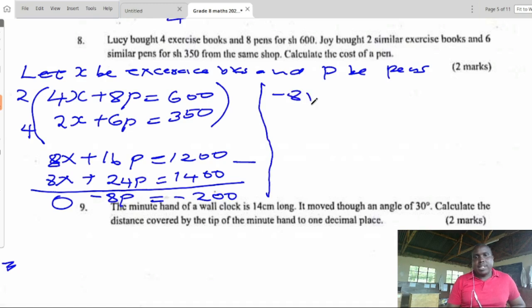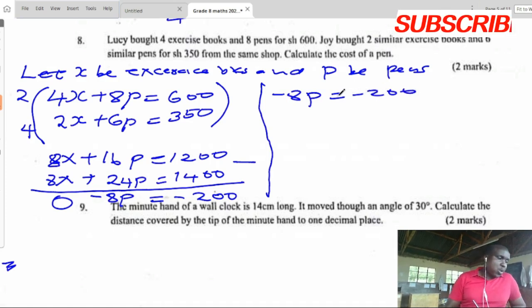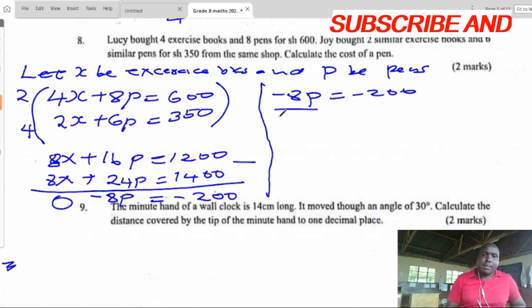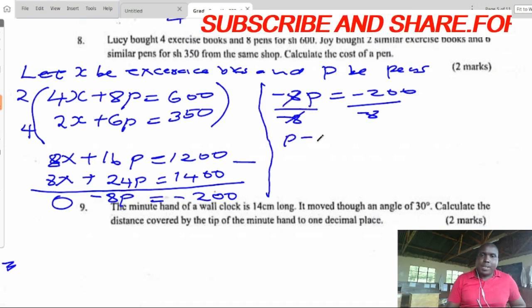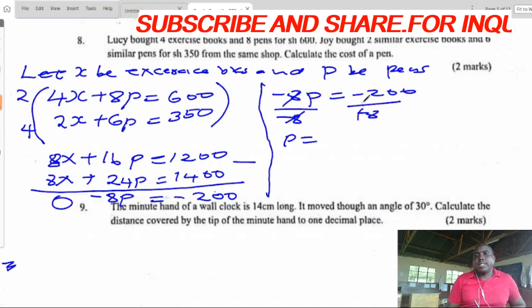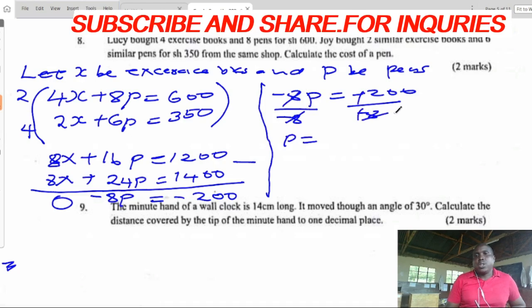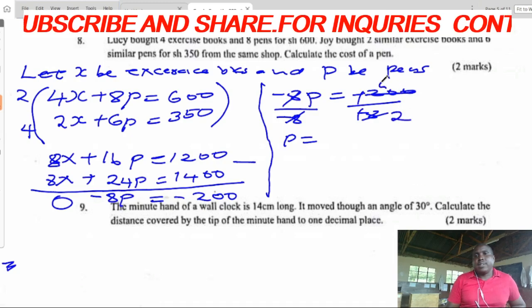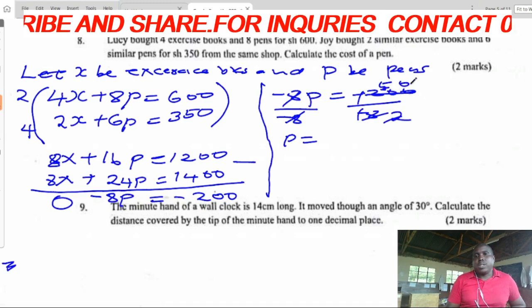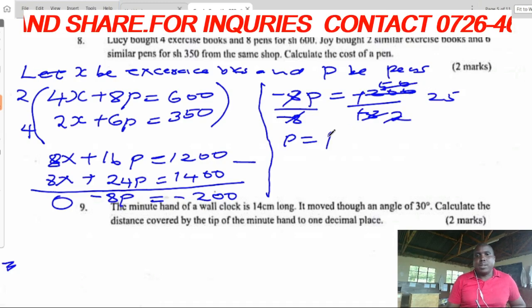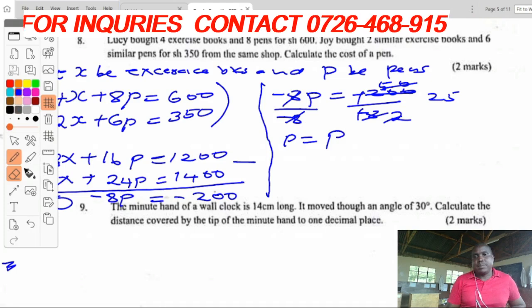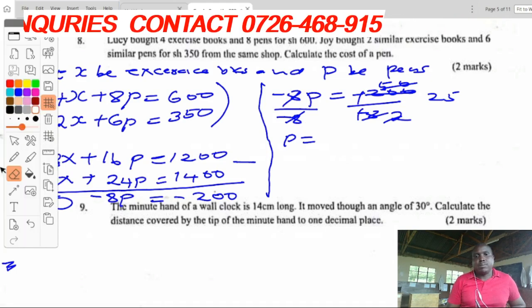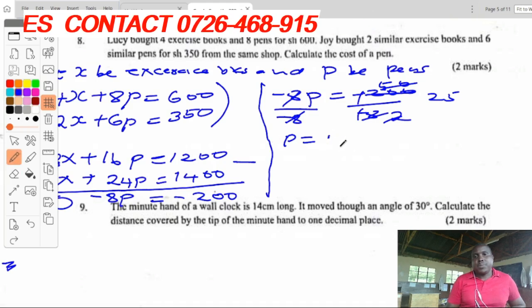Now negative 8P is equal to negative 200. You divide by negative 8 on both sides. So P is equal to, negative negative becomes positive, 8 goes into 20 two times, remainder 4, 8 goes into 40 five times. So this is 25. So one pen is sold at 25 shillings.